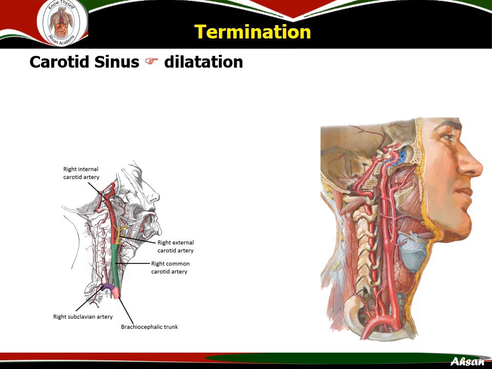How does it terminate? That's an important thing because it makes a dilatation at its terminal part. This is known as the carotid sinus. This carotid sinus is present in the terminal part of the common carotid artery. The labeling is shown, and the beginning of the internal carotid artery. So it extends at the junction, at the termination point of the common carotid artery.